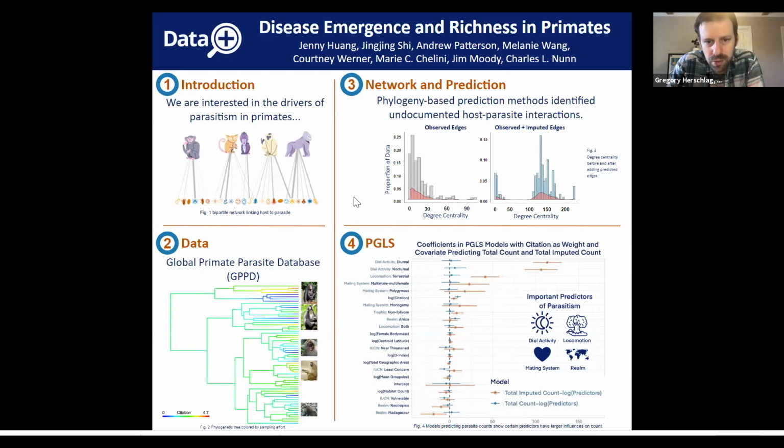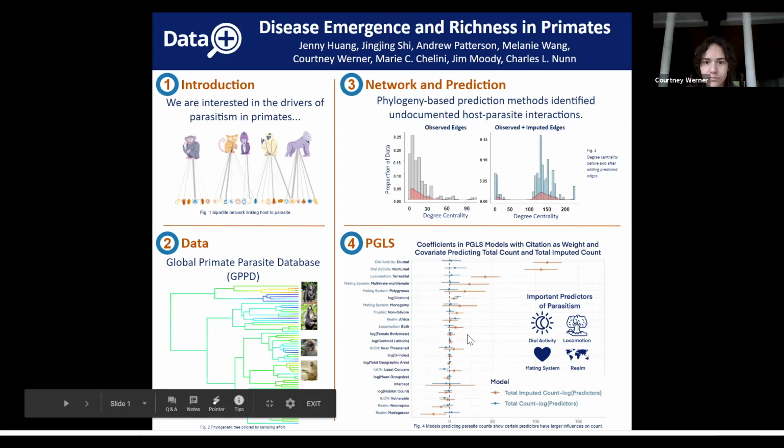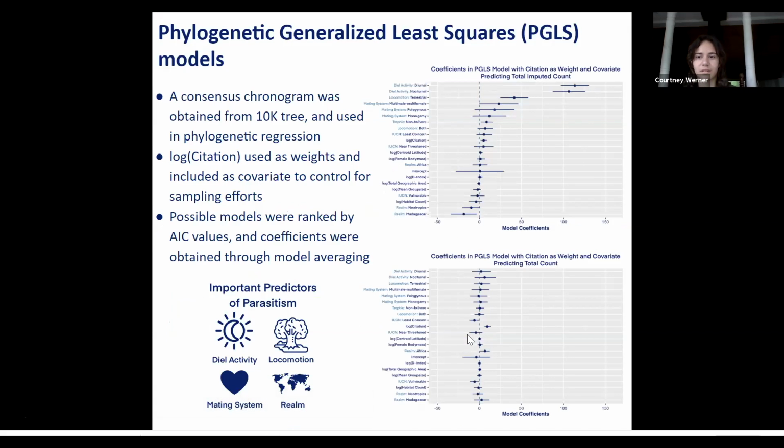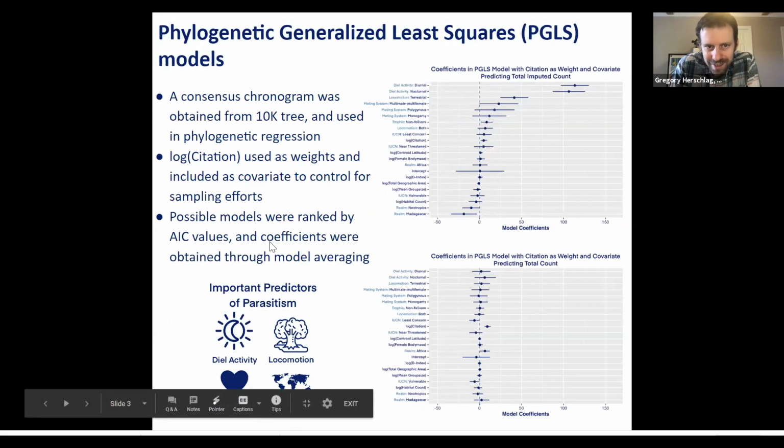So one thing I was wondering, could you go into the PGLS analysis and maybe zoom in a little bit on what's happening in the y-axis and what those differentiators are? A little bit zoomed in.